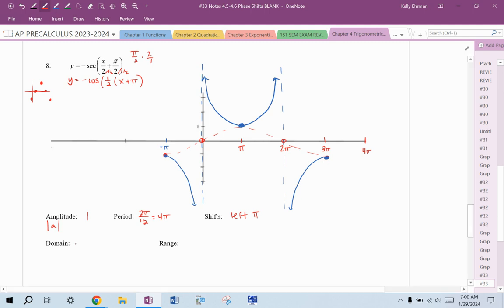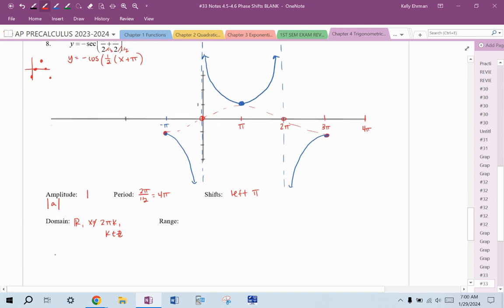What about the domain? So it's always all real numbers. What is x not equal to? Looks like we're at 0, 2 pi. The next one would be at 4 pi, 6 pi. So these are all multiples of 2 pi. Or if you're not sure on that, you can say start at 0, add the distance to the next one, which is 2 pi, and put a k on that. Same thing. Simplifies to the same thing. The range is -infinity up to -1 and +1 to infinity.